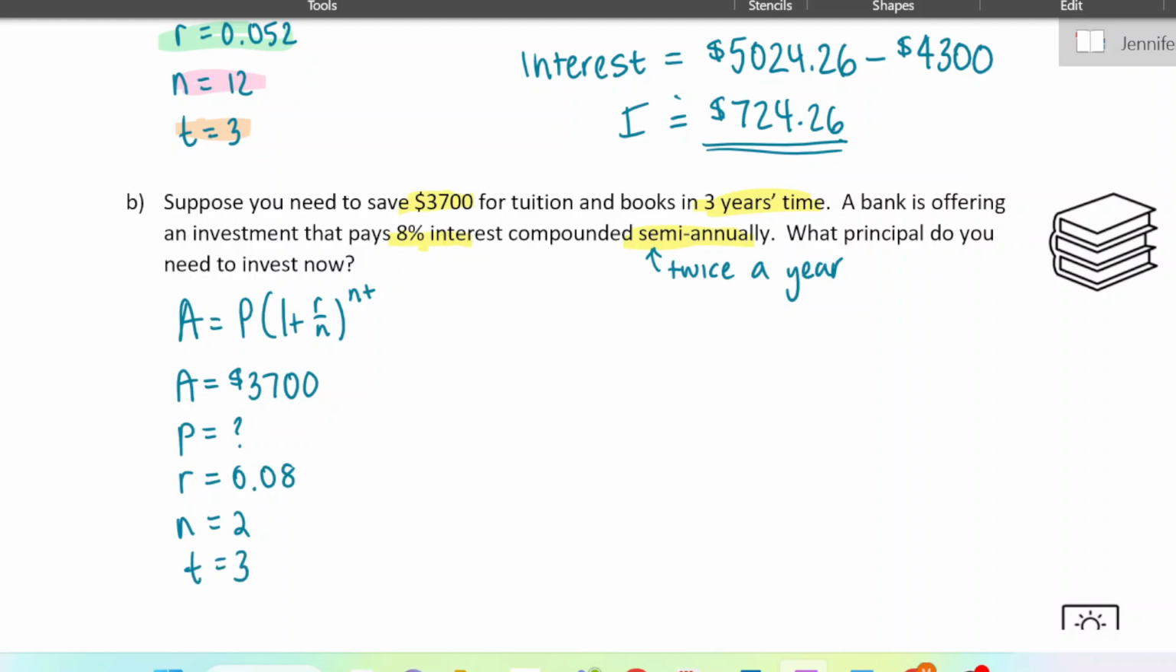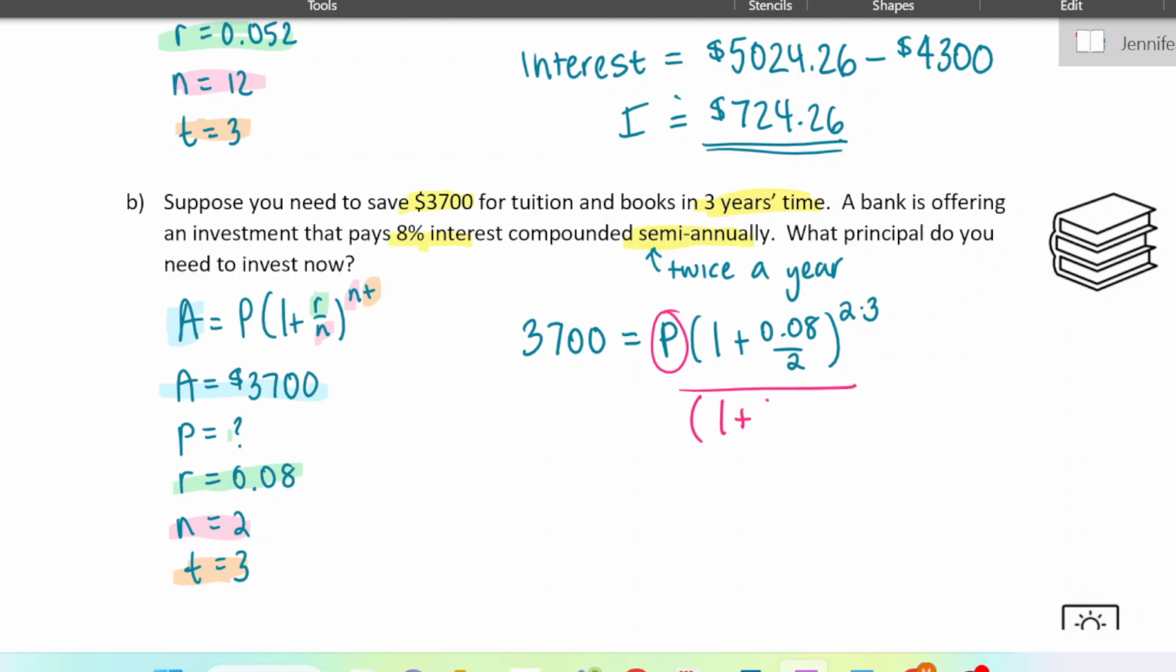Okay, so let's plug all of those in to our equation here. So we'll put the A here, the rate here, the N here and here, and then the time here. And we'll have to do some algebra in this question. So we have $3,700. That's what we want to end up with. We don't know the principal. 1 plus 0.08 over 2, all to the power of 2 times 3. Now here, because we want to solve for the principal, and the principal is being multiplied by this big bracket here, that's what we're going to divide both sides by. So I'm going to divide by this.